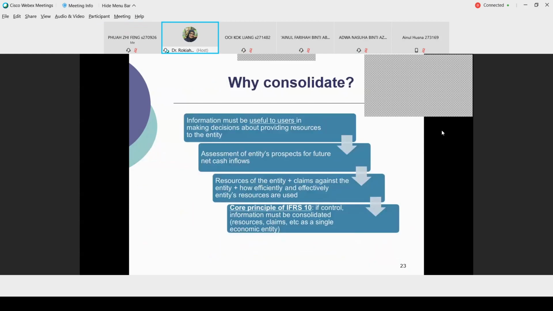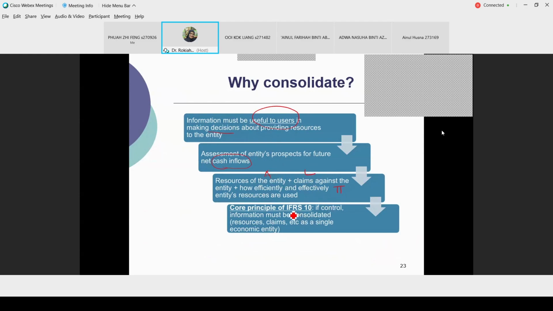Okay, for the next slide, here is why we need to consolidate. Because we want to make the information useful to the user. Information must be useful to the user in the process of decision making. The second one is assessment of the entity's prospects for future cash flow. We want to assess the future cash flow. We also want to know about the resources, assets, liabilities, and how efficient, that is, the profitability of the company. So we need to know the combination of the parent and subsidiary, how profitable they are or not. How many assets they have, how many liabilities they have.